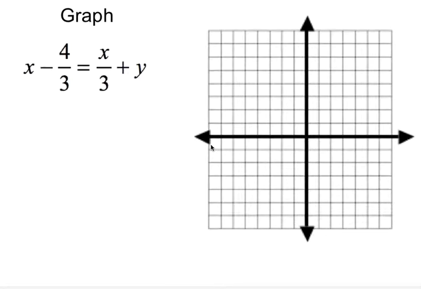All right, in this station, we're being asked to graph x minus 4 thirds equals x thirds plus y. So if you've been to the other stations, this one certainly looks a little bit more complicated. You have fractions, you have x's on both sides. This pertains to no particular form of a line that we know, but it doesn't mean we can't graph it. All we need is 2 points, and then we can go.